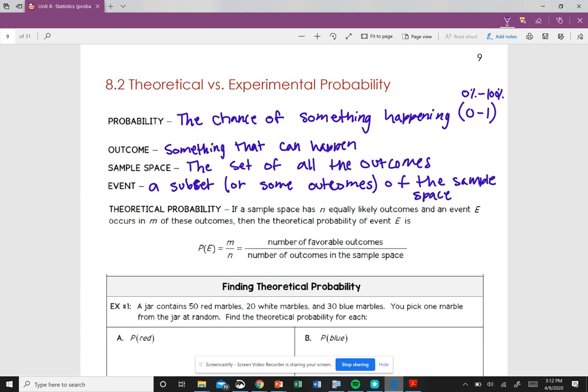So the way you find the theoretical probability is you find the number of possible outcomes that you want, or the event, the probability of the event, or the number of events that you want to have happen out of the total number of outcomes in the sample space. Okay? We're going to practice this a ton, so much.